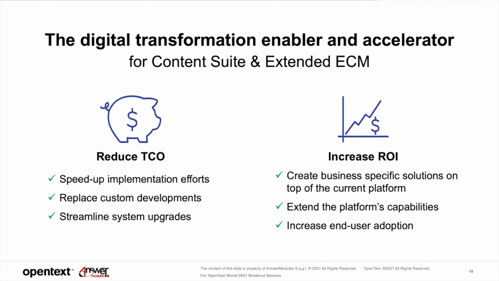So to wrap things up, in conclusion, how can we sum up the UVP of Module Suite? I think it boils down to two elements. First of all, it reduces the total cost of ownership of your CSP platform, because it reduces implementation efforts, lets you replace cumbersome custom developments, and streamlines system upgrades. But it also increases the return on investment that you've made on CSP. You can utilize CSP for a lot more because you're able to build your business-specific solutions on top of it, which extends what you can do with CSP and also increases end user adoption and productivity. So the UVP of Module Suite comes down to reducing TCO and increasing ROI.